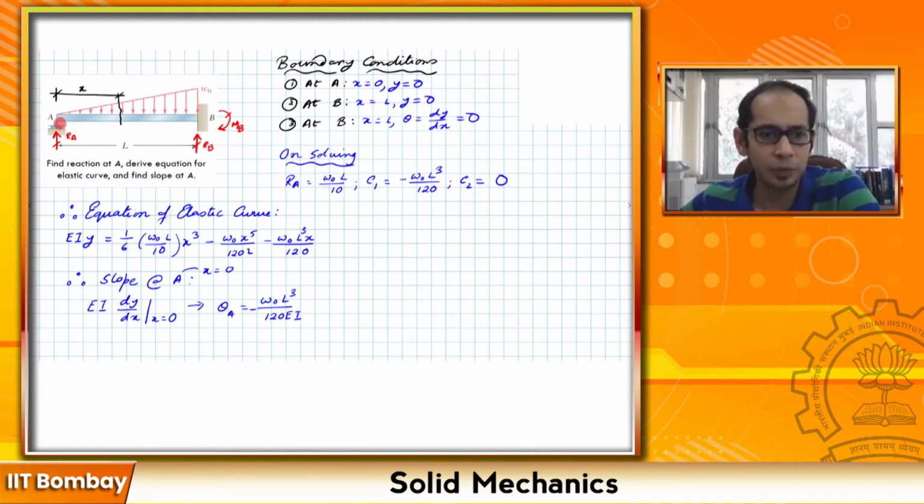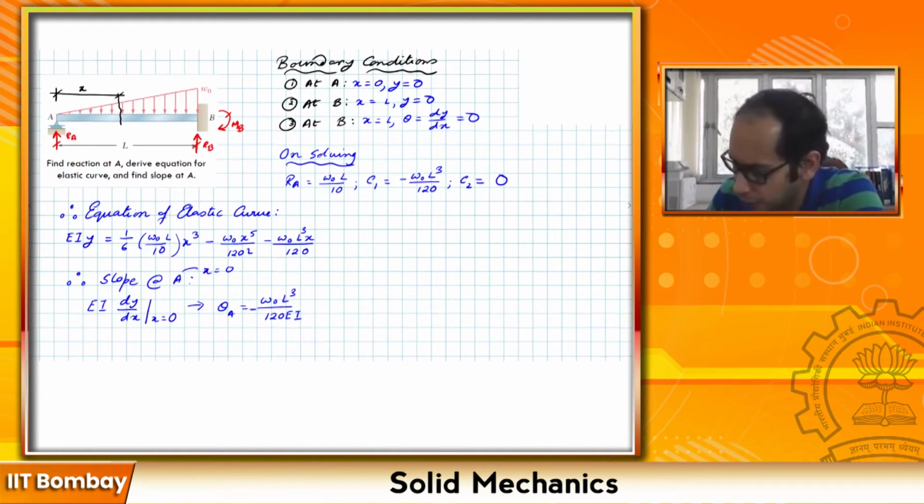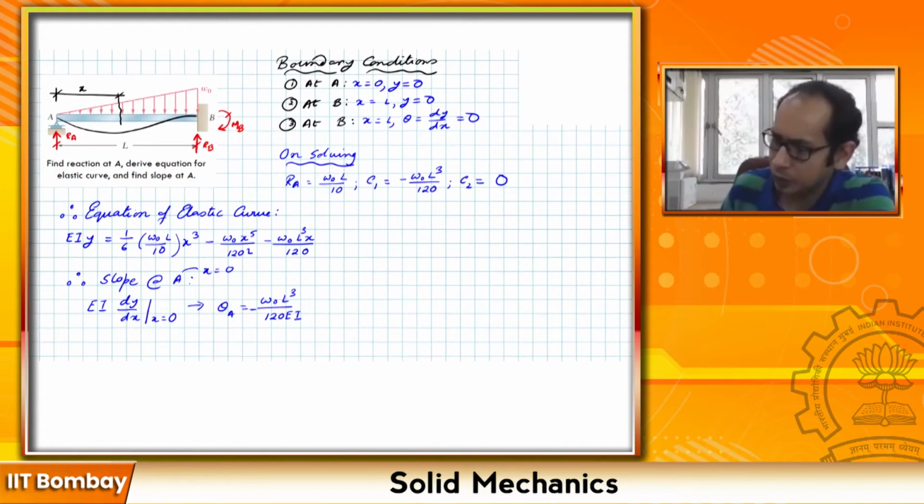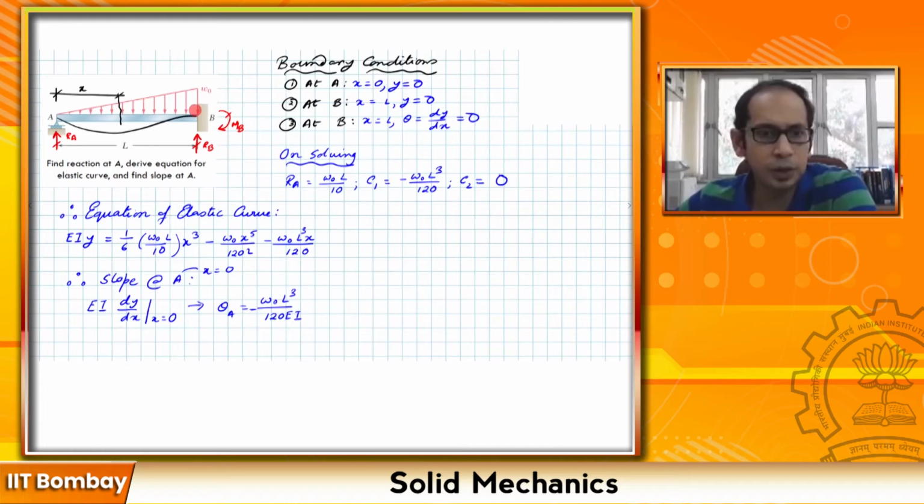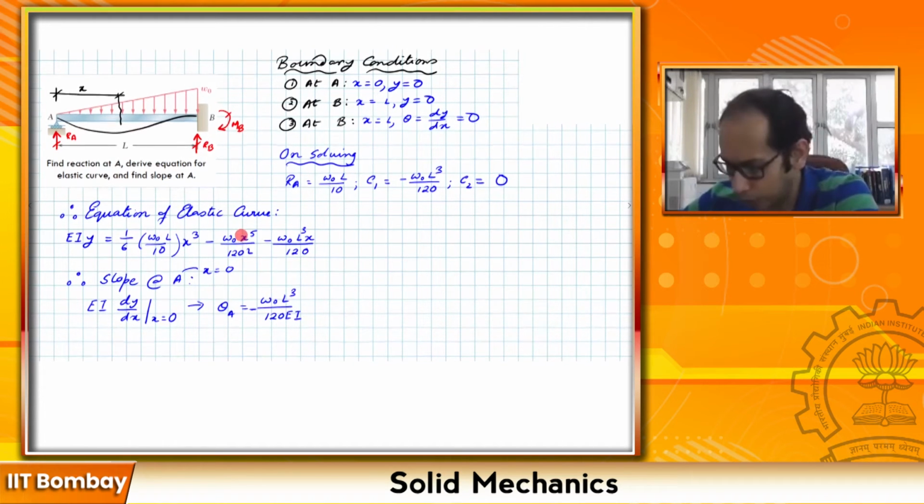So that means your beam, and as you can see from the figure also, the beam sort of deflects like this. So let's just draw the deflected shape of the beam. Here at this point, you see the slope must be equal to 0 because there's a cantilever end, and at this particular point your slope is this one, minus W naught L cube by 120 EI.